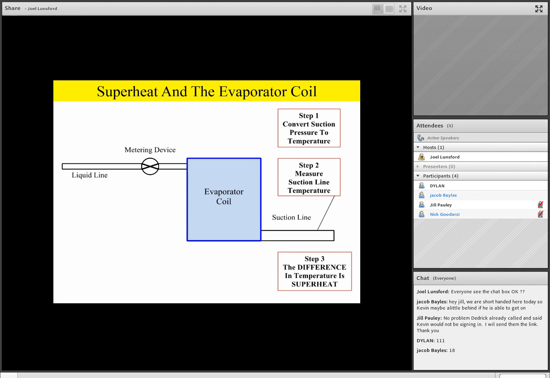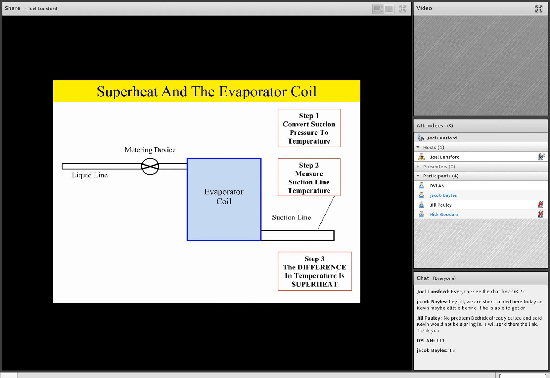Starved, not enough liquid in the coil. Or normal, based on the superheat chart with a piston, or about 10 to 15 degrees of superheat with an expansion valve. Now, team, to measure superheat, we're going to convert suction pressure to temperature, step number 1, just like we were doing in practice a little bit ago with our pressure temperature chart. So step number 1, we convert suction pressure to temperature.